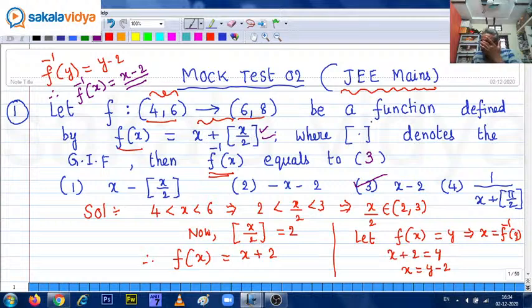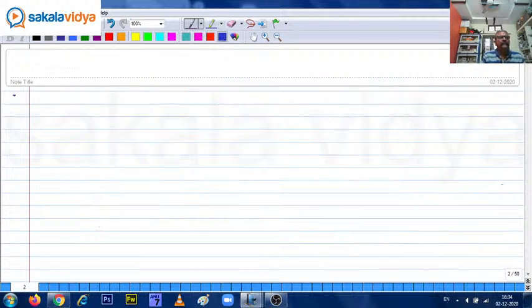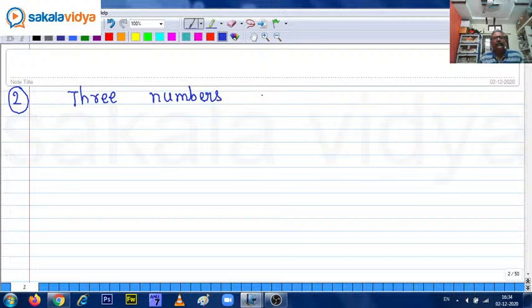Okay, let's move to the next page. Let's move to the second question now. Second question, yes, option 3. Three numbers form an increasing GP, an increasing geometric progression.